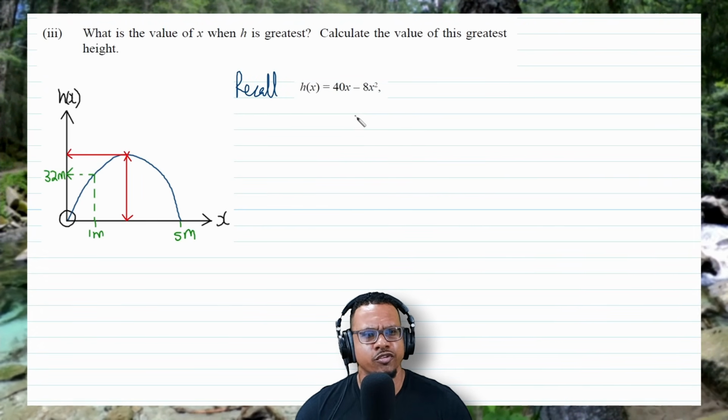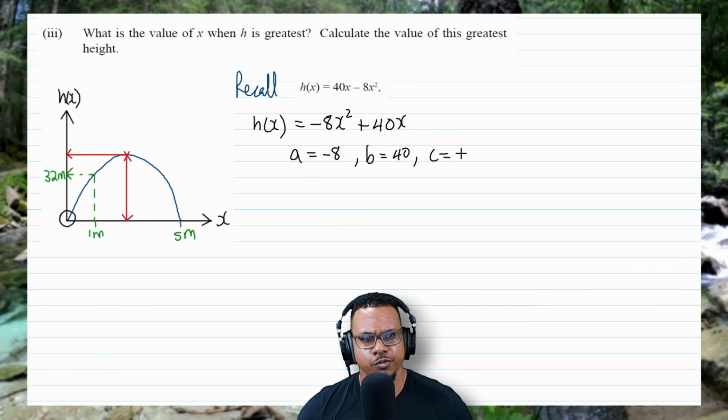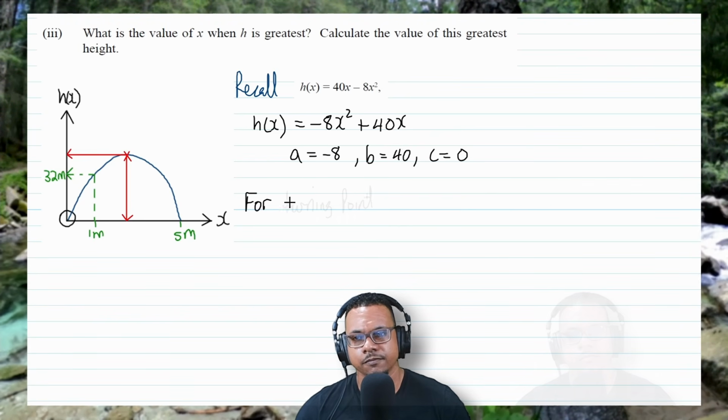So I just want to recall our quadratic expression. H of x is equal to 40x take away 8x squared. And I'm going to write it this way. H of x is equal to, I could put the negative 8x squared first, and then the positive 40x. All right, and this would mean that a is equal to negative 8, and b is equal to 40. Of course, the constant c, the y-intercept, would be 0. So I'll put turning point.